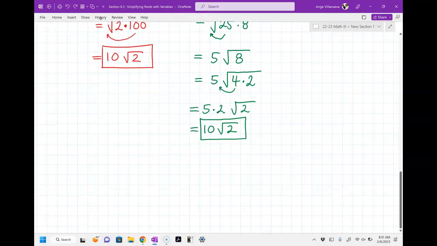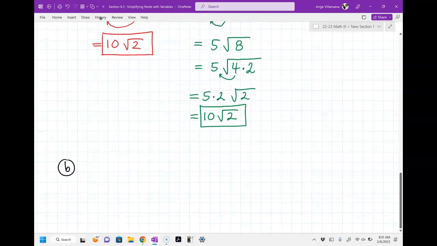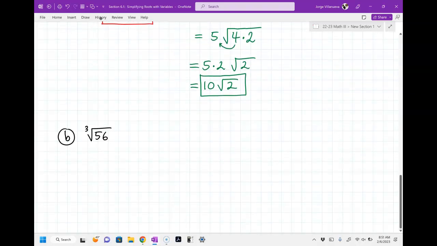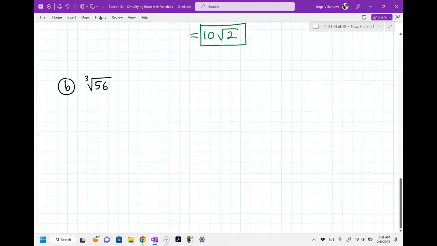Let's do another one. Now, these are considered some of the easier ones because they don't have any letters or anything like that. So let's try the cubed root of 56. For cubed root, I'm looking for something that can divide 56 that has a nice cubed root. So look at the cubed roots that I gave you. I think I gave you only 5 of them, right? What number divides 56 that has a cubed root? An 8, right? 8 times 7 is 56.